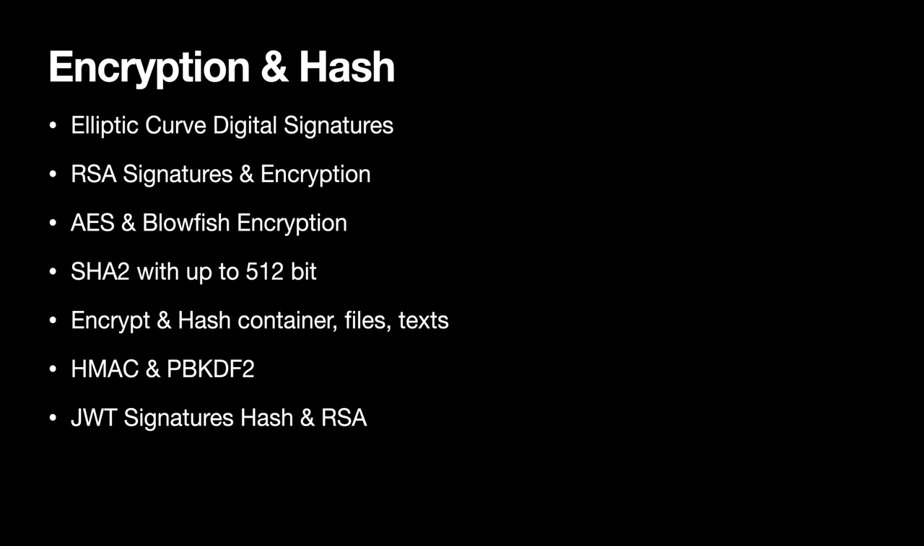Then we have a lot of functions related to encryption and hashing in the MBS plugin. So if you need elliptic curve digital signatures, for example, for the receipt printing in Austria or Germany, you may need to encrypt a hash with elliptic curves. You can do that with the MBS plugin. If you need RSA signatures, you can also do that with our plugin, as well as AES or Blowfish encryption.